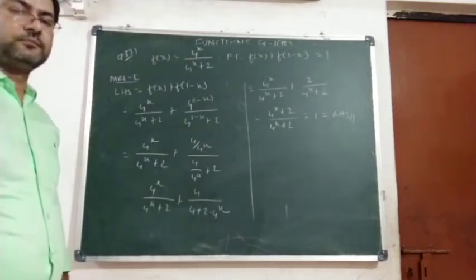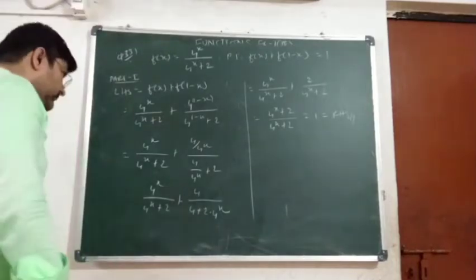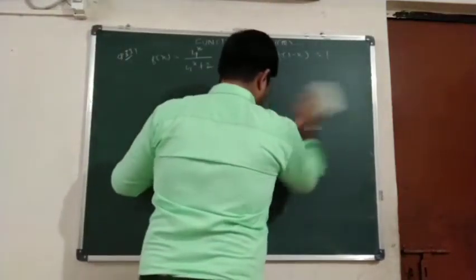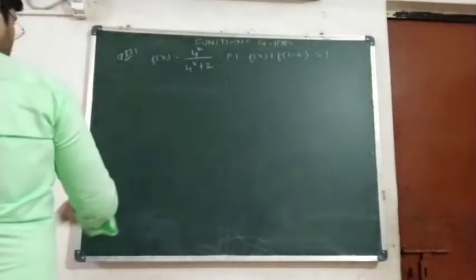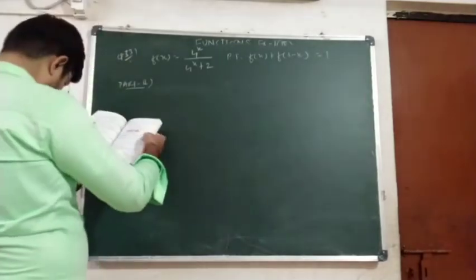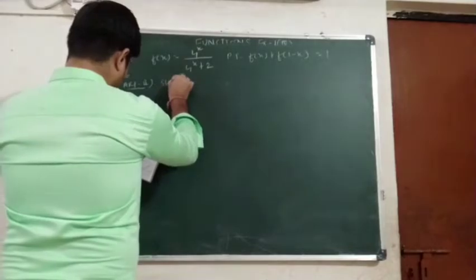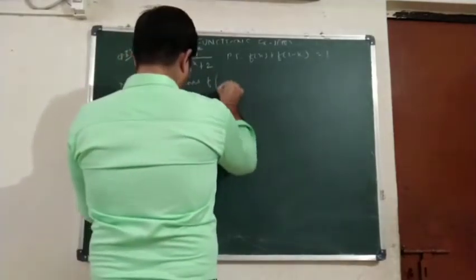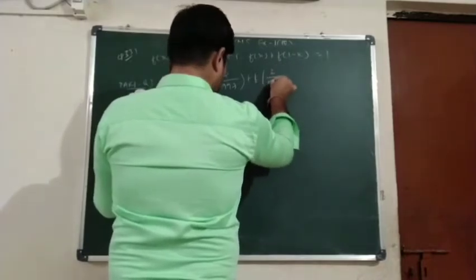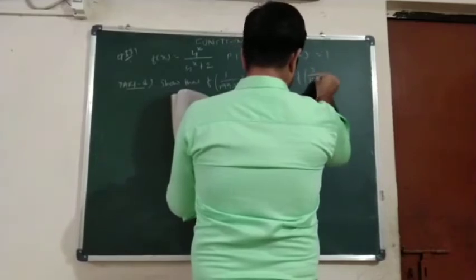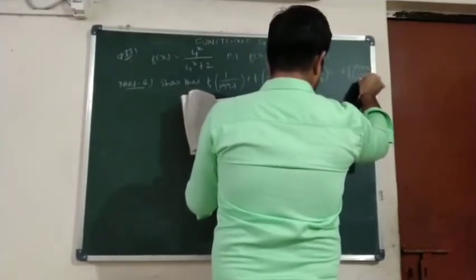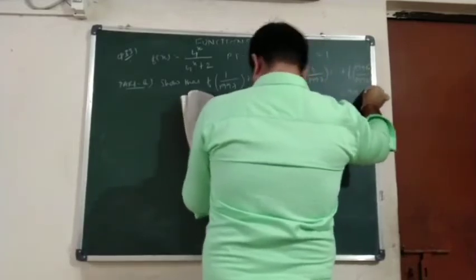Clear? We have to show that f of 1 upon 1997 plus f of 2 upon 1997 plus f of 3 upon 1997 plus up to f of 1996 upon 1997 is equal to 998.